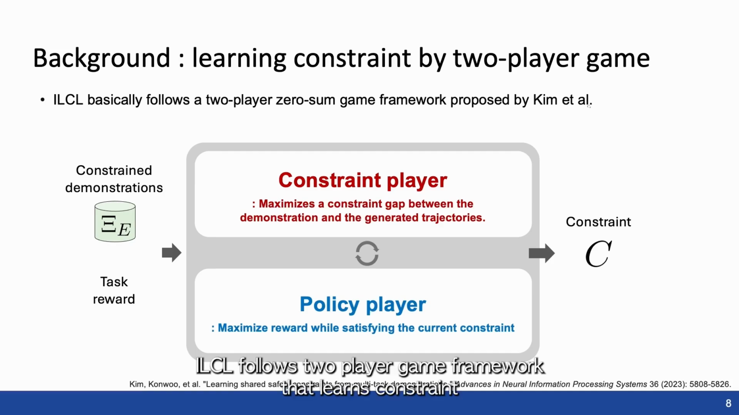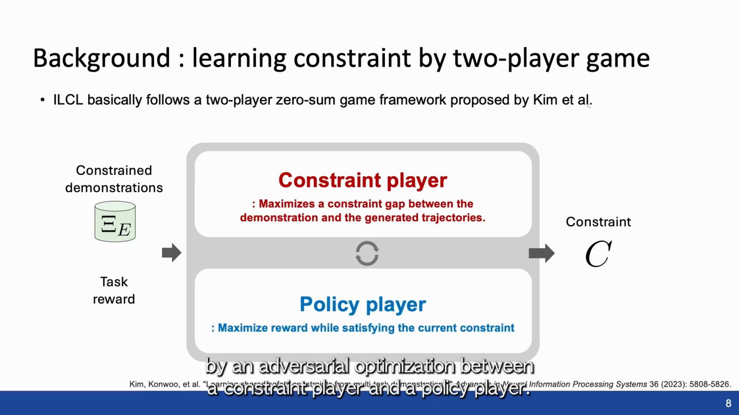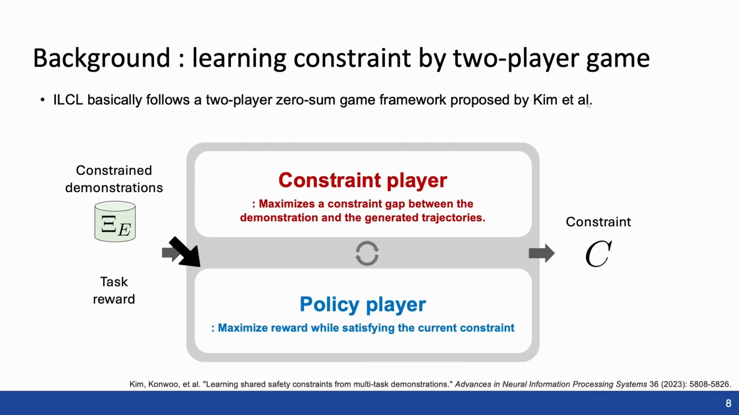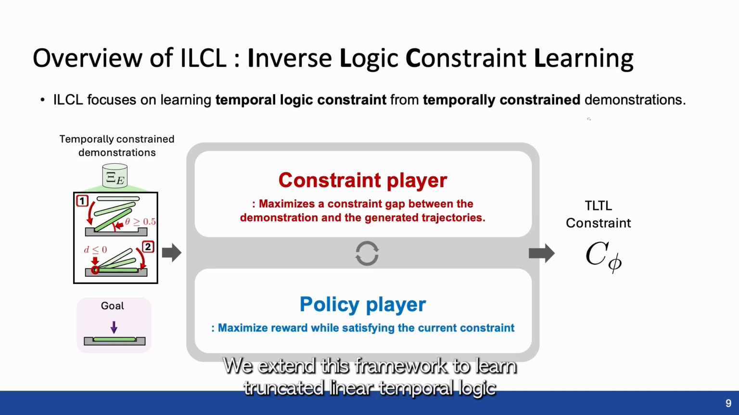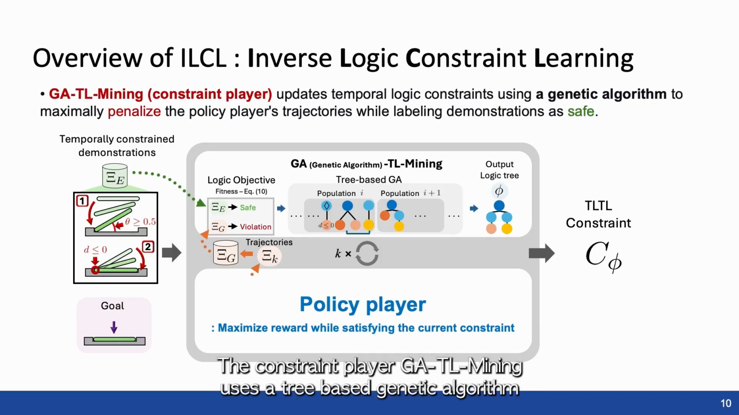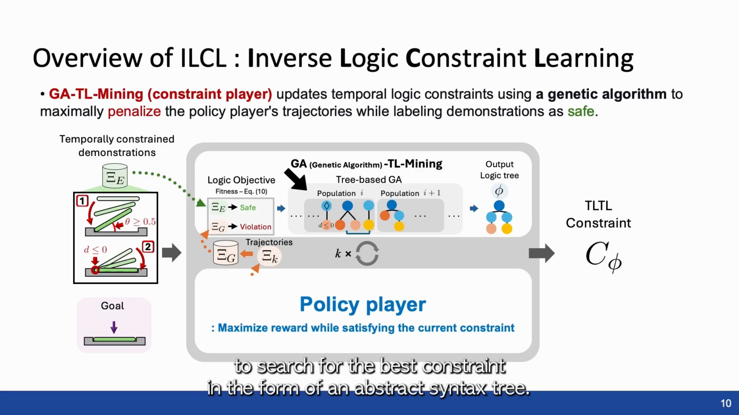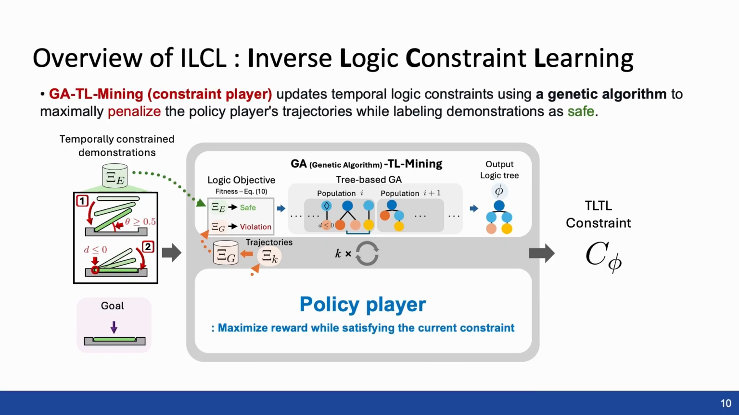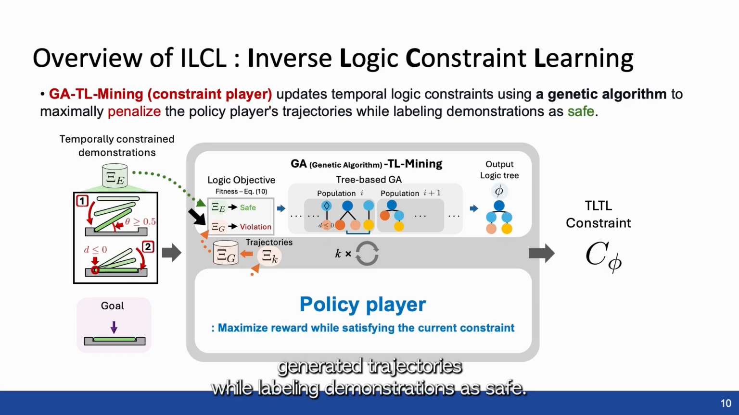ILCL follows a two-player game framework that learns constraints by an adversarial optimization between a constraint player and a policy player. We extend this framework to learn truncated linear temporal logic constraints from temporally constrained demonstrations. The constraint player, GATL mining, uses a tree-based genetic algorithm to search for the best constraint in the form of an abstract syntax tree. The goal is to find a constraint that penalizes generated trajectories while labeling demonstrations as safe.